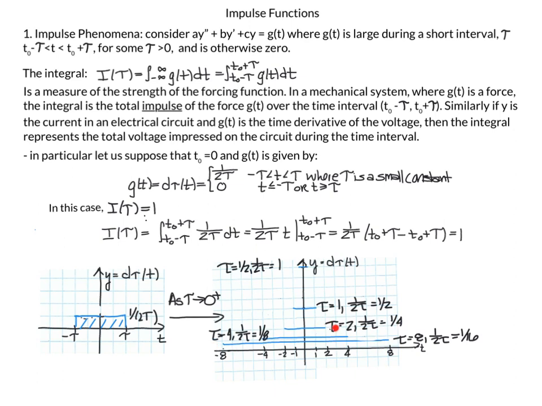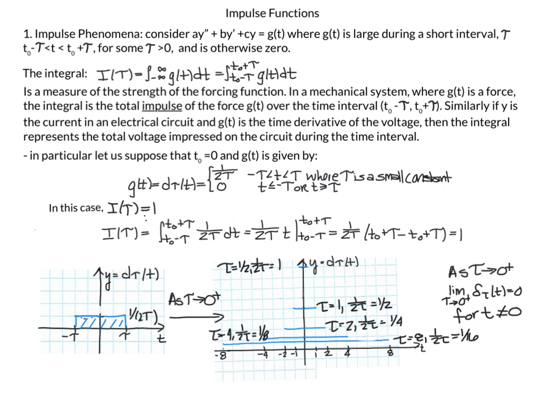Whereas, let's skip over here, when tau is equal to 2, the length of the interval is equal to 4, so that means our 1 over 2 tau is equal to 1/4. So then as we get even smaller, when tau equals 1/2, you see that we have the height here for this portion of our Dirac delta function equal to 1.